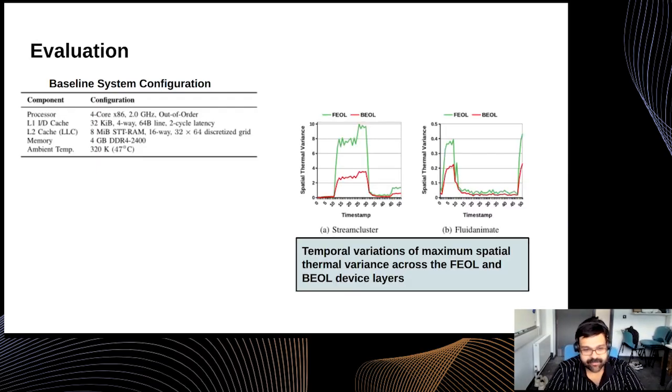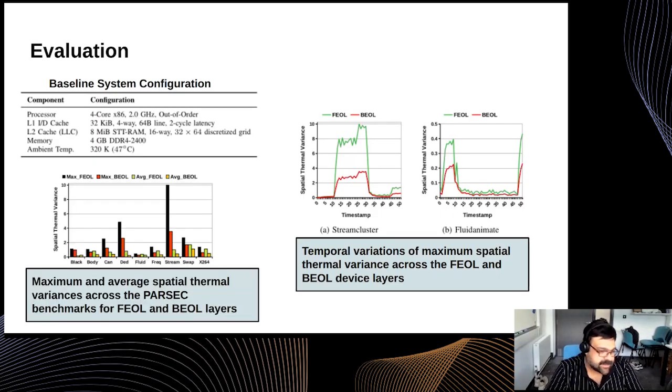And this is what we received from our simulator: the temporal variations of maximum spatial thermal variance across FEOL and BEOL. This is the maximum spatial thermal variance over time. We have the data for spatial thermal variance as well as temporal thermal variance, and streamcluster has the highest one and fluidanimate has the lowest one. So we have plotted these two graphs here. And the maximum and average spatial thermal variances across the PARSEC benchmarks for front end of line and back end of line layers you can see in this particular graph.